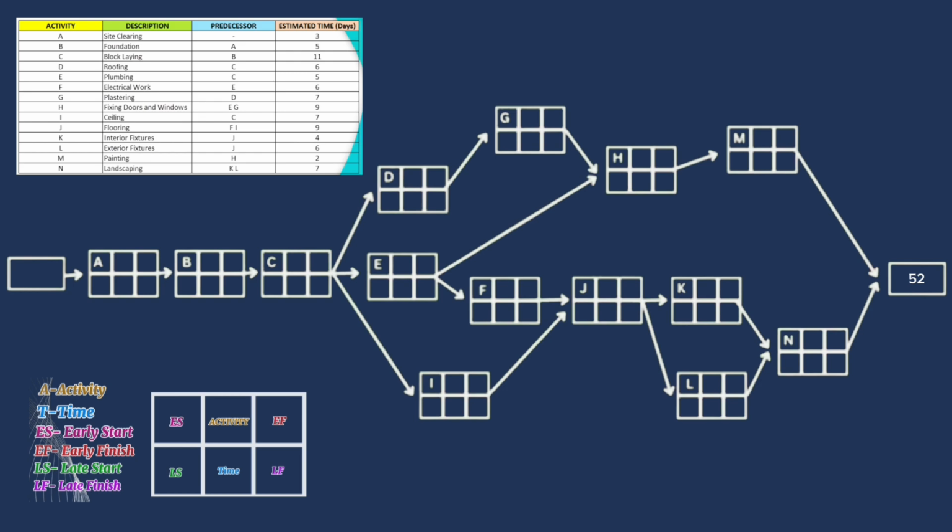For activity D, it will be 9. For E and F, also 0. The slack for G and H will be 9. For activity I, it will be 4. For J, it will be 0, and for K, it will be 4. For activity L, still 0, and for M, it will be 9. And lastly, activity N is 0, which means those activities with 0 slack cannot be delayed.